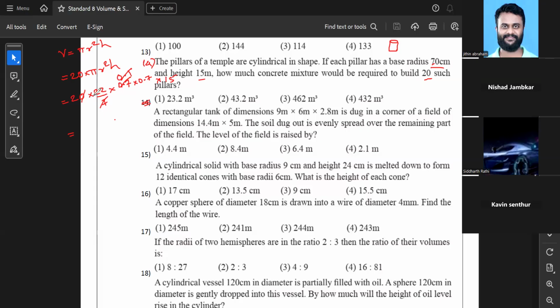Now, in this case, I'm calculating further. So 2 multiplied by 15 gives 30. 30 multiplied by 0.7, so I'll write 22 separately. 30 multiplied by 0.7 gives you 21. So 22 multiplied by 21, how much is that? 440 plus 22, 462, right? Yes, 462 will be your correct answer. Option 3.